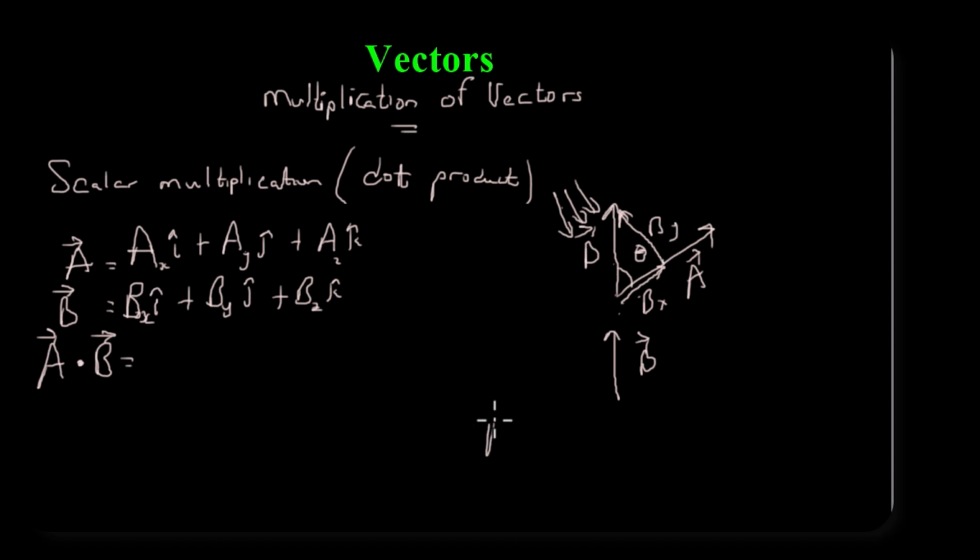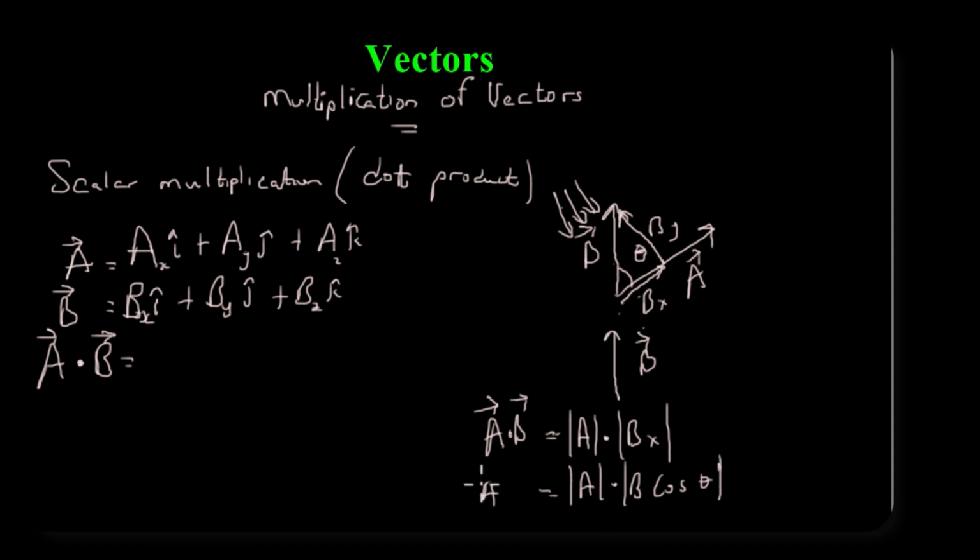From what we said, A vector dot B vector would be equal to the magnitude of A multiplied by the projection of B on A, and the projection of B on A is simply B_x. Now, we know from trigonometry and from our previous video that this B_x can be written as the magnitude of B times cosine theta. So this is the magnitude of A times the magnitude of B times cosine theta.